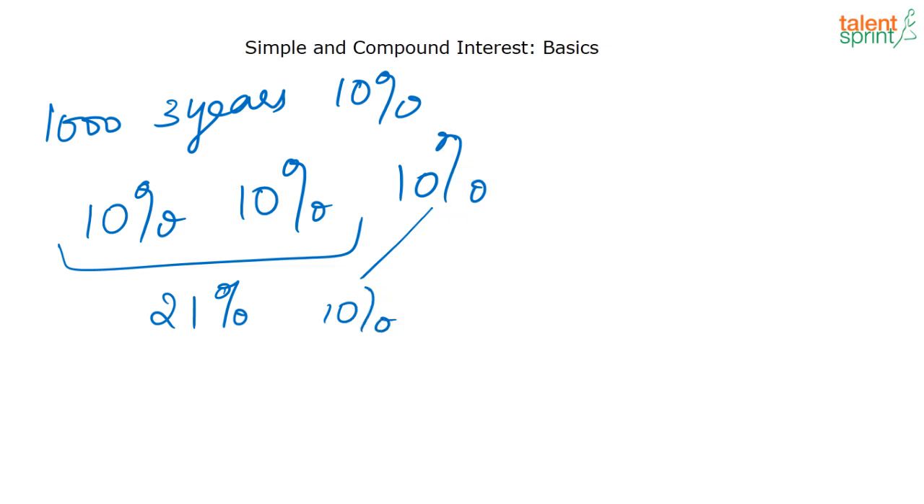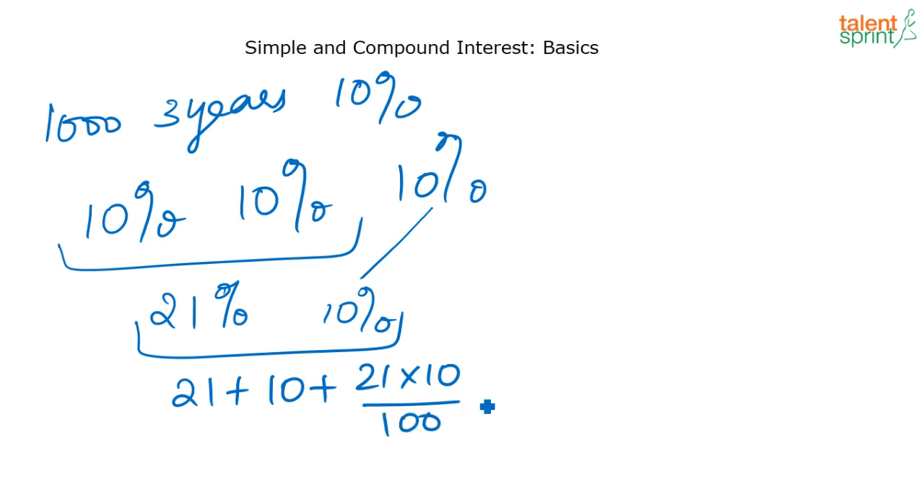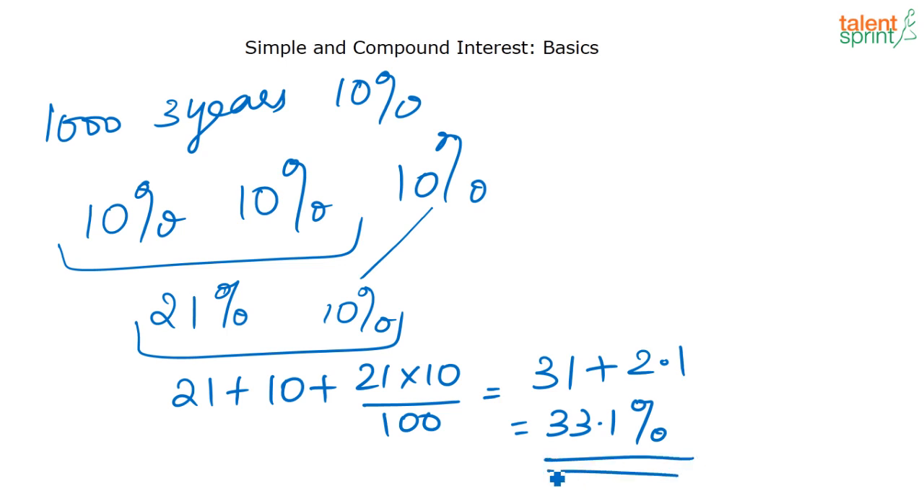This 10% is there, no? I am taking it down. Now try to find the effective percentage of these two. What is it? 21 plus 10 plus 21 into 10 by 100. Or this is equal to 31 plus 210 by 100, correct? 2.1, or that is equal to 33.1%. So this is your net percentage that you get.